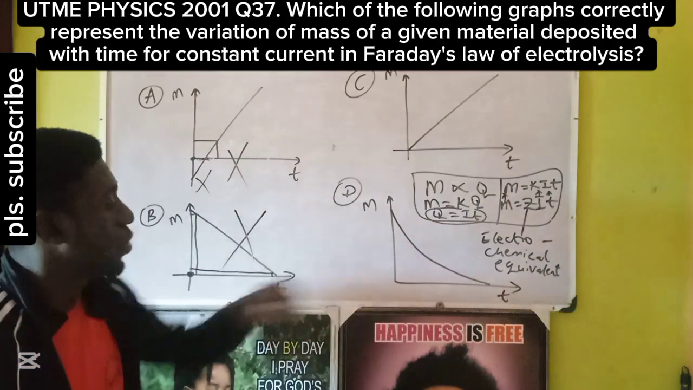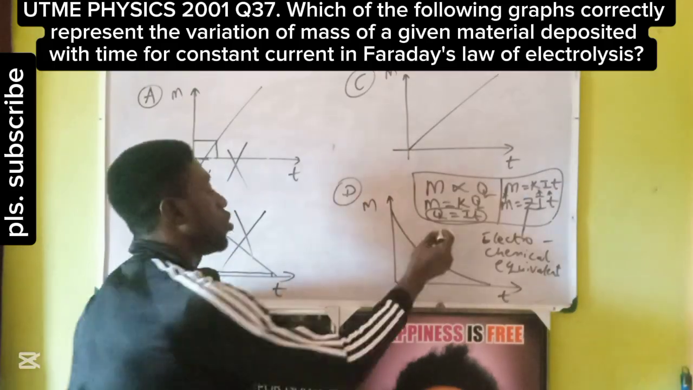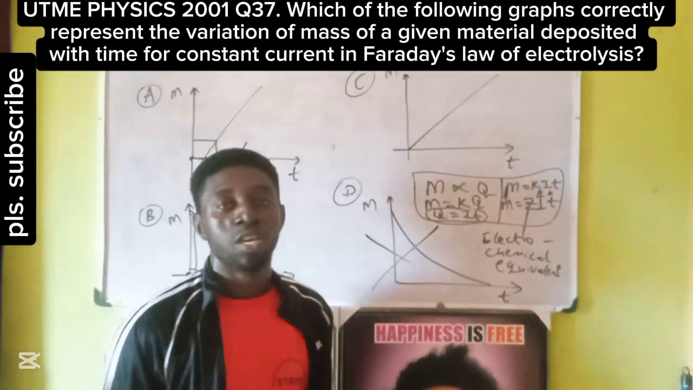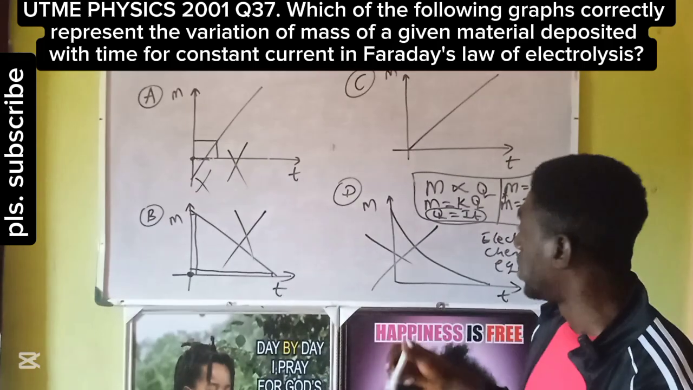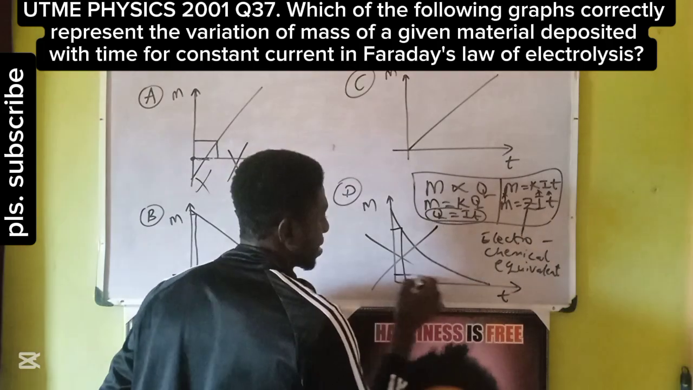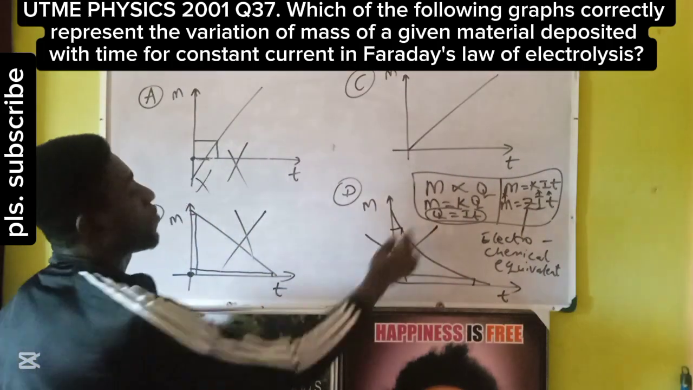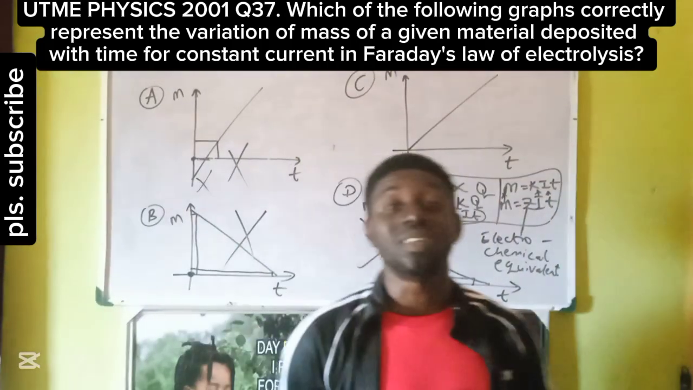Then coming here, let me move to D. D is also saying inverse proportion, but it's not a straight line graph. So it fails two ways. It's a curved graph, and also it's inverse proportion. A bigger mass for a shorter time, then a smaller mass for a longer time. Big foul. Then the last one is the best option.